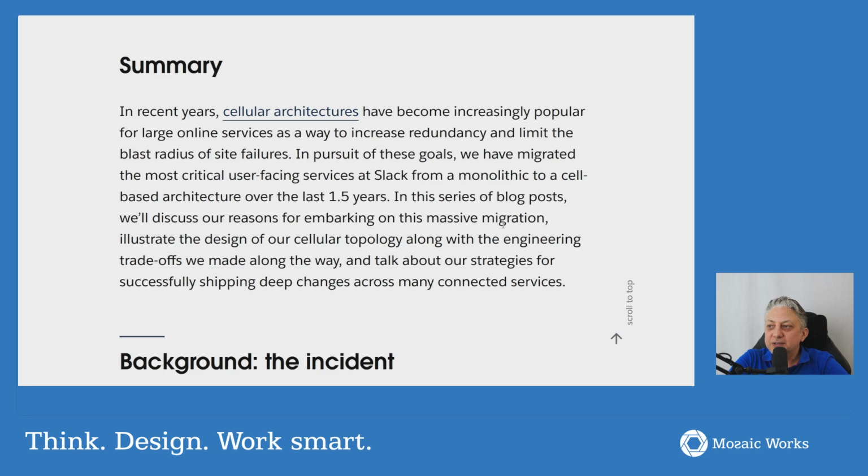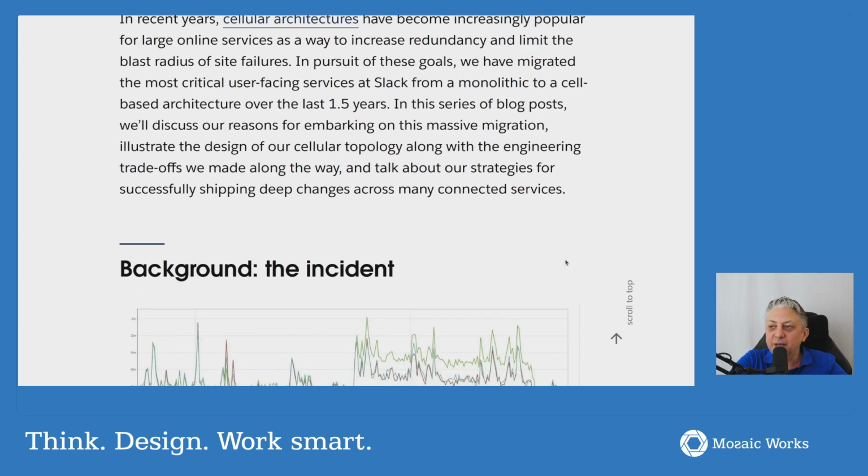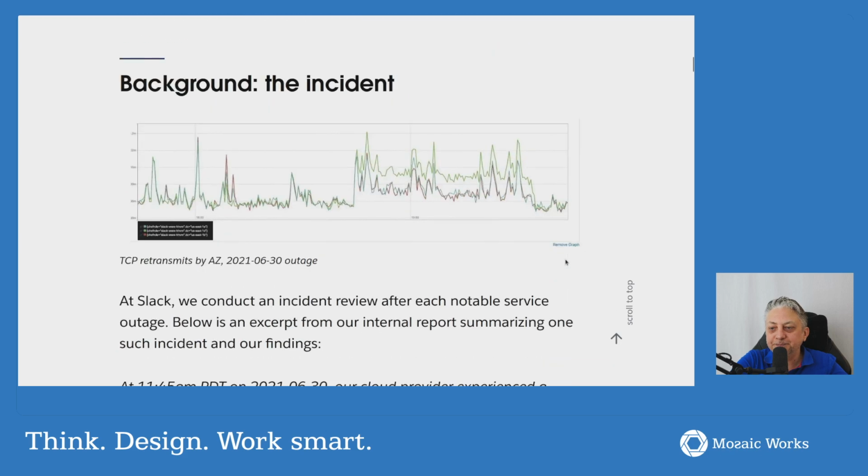In pursuit of these goals, we have migrated the most critical user-facing services at Slack from a monolithic to a cell-based architecture over the last 1.5 years. So it hasn't been easy, right? We've done this for quite some time. In this series of blog posts, we'll discuss our reason for embarking on this massive migration, illustrate the design of our cellular topology along with the engineering trade-offs we made along the way, and talk about our strategies for successfully shipping deep changes across many connected services.